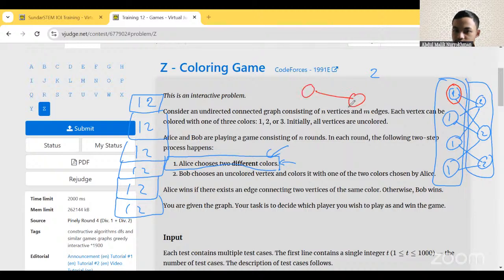Why? Because there is a cycle with odd length, so there will be an edge connecting the same part. All right, so just check whether there is an odd cycle or not. Okay, how to check if there is an odd cycle or not? We can just try to color the graph with 2 colors.